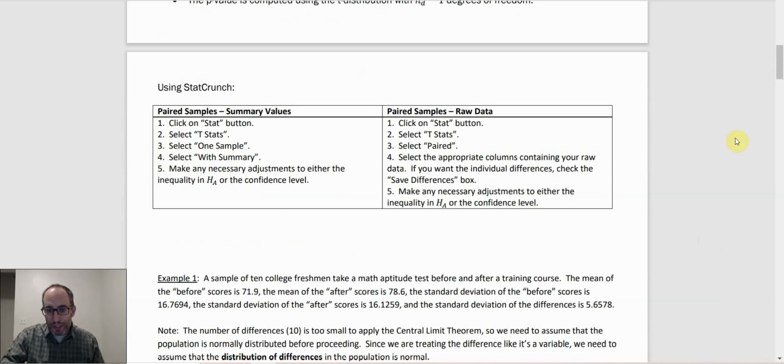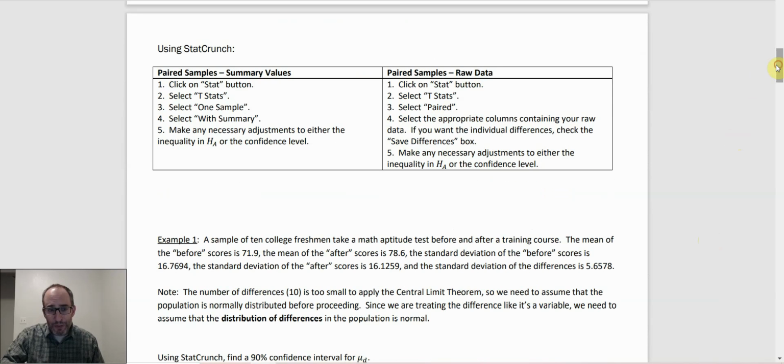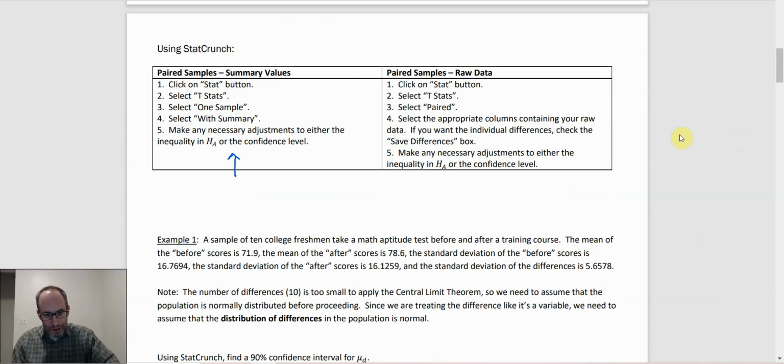But then with StatCrunch, if you have the summary values, this right here is exactly the same as what you do for a single mean.